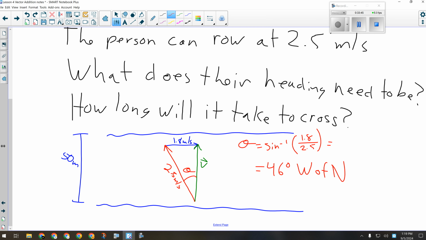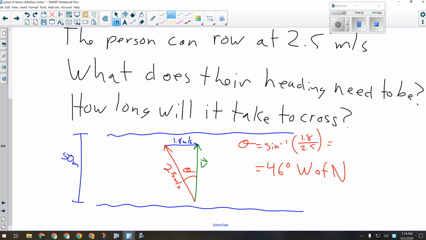The second part of that question wants to know how long it will take to cross. So I'm looking for time. To get time, what two things do I usually need? Like displacement and velocity, right? I need to know D and V. Well, I know D, it's 50 meters across. What do I not know right now? I don't know V. Is it on my diagram though? Right? V is on my diagram.